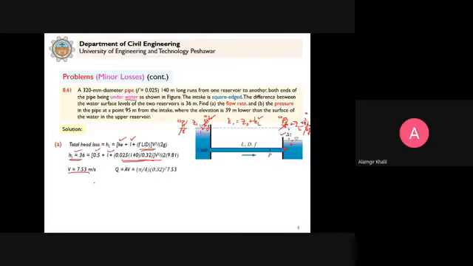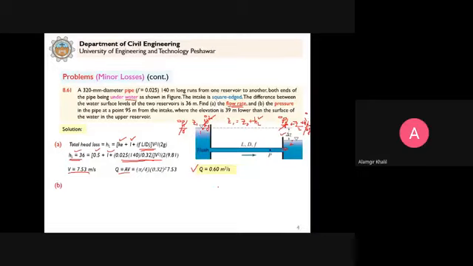And now you can easily calculate the discharge. Q is equal to A into V, and you get the value. This is 0.6 cubic meter per second. So now discharge is equal to 0.6 cubic meter per second. So this was the first part. The first part they asked that you calculate the flow rate. So now the flow rate is 0.6 cubic meter per second.